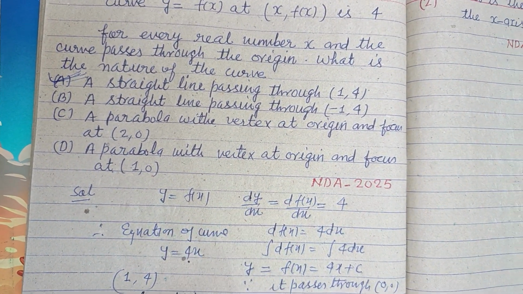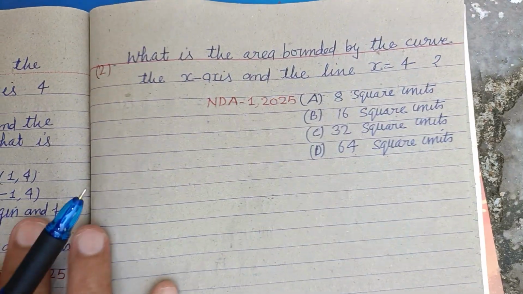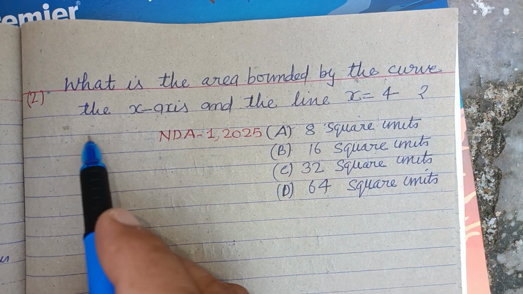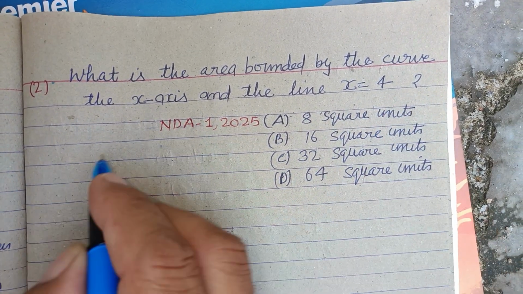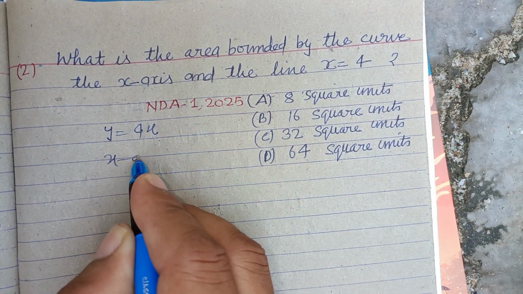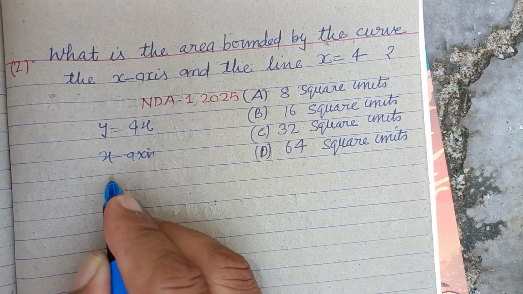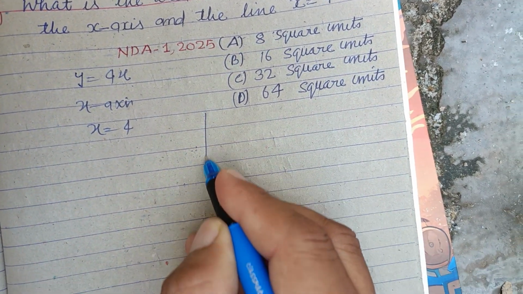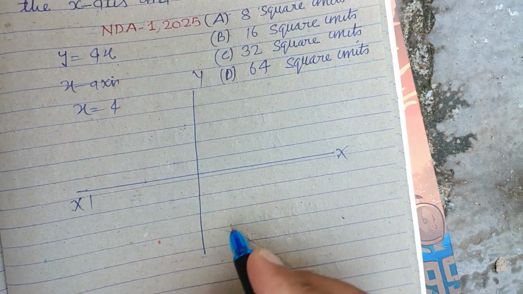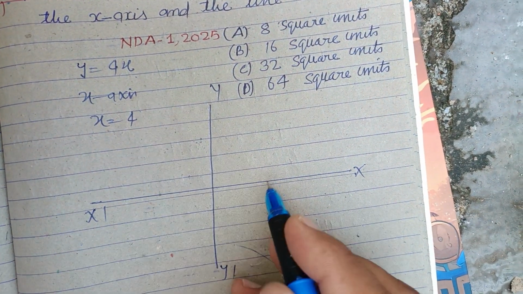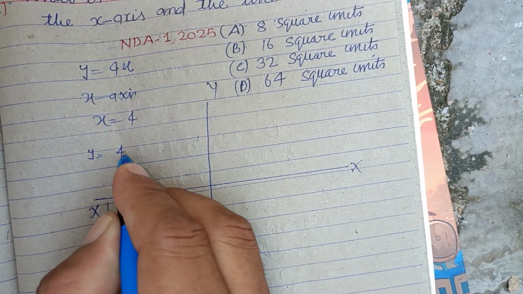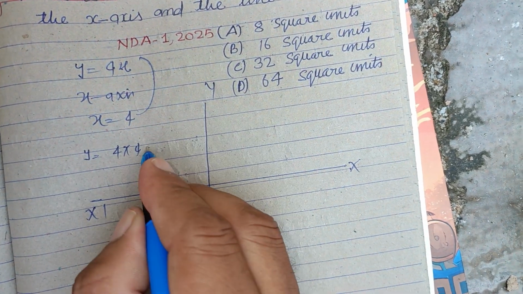Now the second question from this is: what is the area bounded by the curve, the x-axis and the line x equal to 4. So here we have curve y equal to 4x, x-axis and a line x equal to 4. So first we make the Cartesian plane, x dash, y dash. Here y equal to 4x. If we put here 4 into 4, we solve them, we get 16.